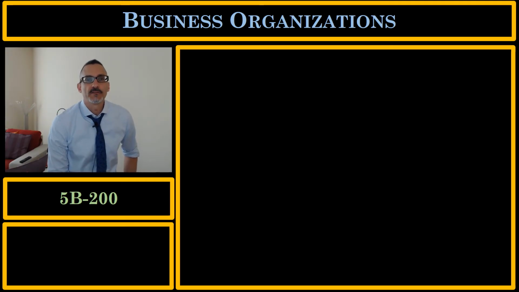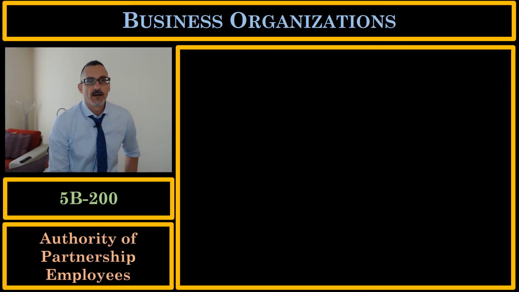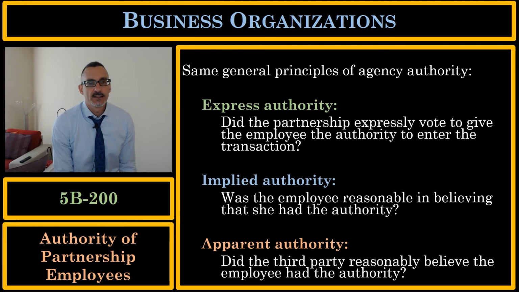Finally, let's talk about the authority of other employees of the partnership. Naturally, a partnership is a business. The partners are working for the partnership, but the partnership might have other employees. What is the authority of those employees to bind the partnership? Naturally, this is just the general principles of agency that we've already discussed: express authority, implied authority, and apparent authority. Just quickly, let's review it.